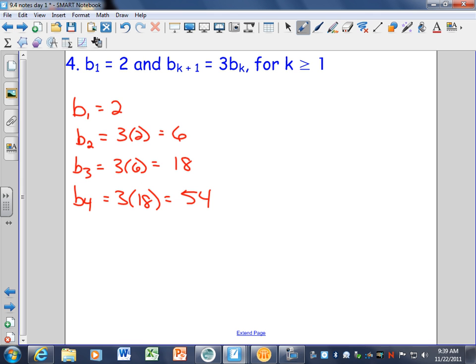Again, recursive sequence, they're going to give you at least the first term, maybe like the Fibonacci sequence, they give you the first 2 terms, and then every term after that, you have to use the one before it. And on this one, you're just taking 3 times the one before it. So you just take the first term times 3 to get 6, 6 times 3 to get 18, 18 times 3 to get 54, and then again, I want you to go to the 8th term.